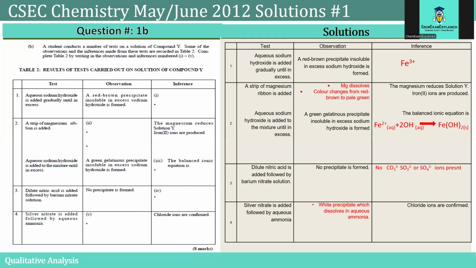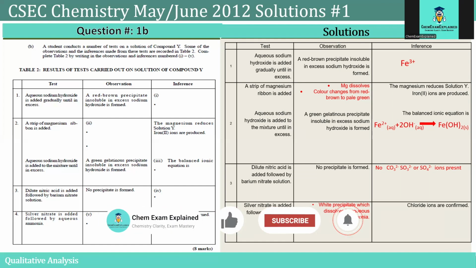This is the end of CSEC Chemistry, May-June 2012, question number 1.